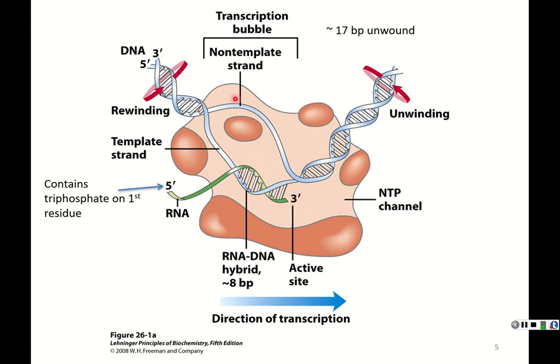We'll mention this later, but for the non-template strand, also known as the coding strand, you would get a very similar sequence in the RNA that's being built. If you're interested, only about 17 base pairs of this is actually unwound at any given moment, so actually a pretty small area of that DNA. And the 5' end is where the triphosphate would be. That's the first residue that was used in that strand.